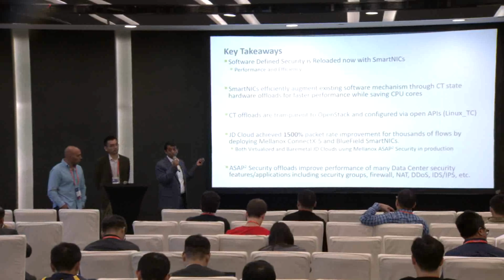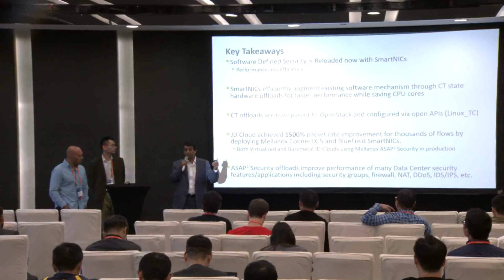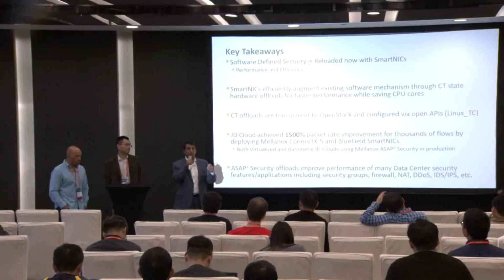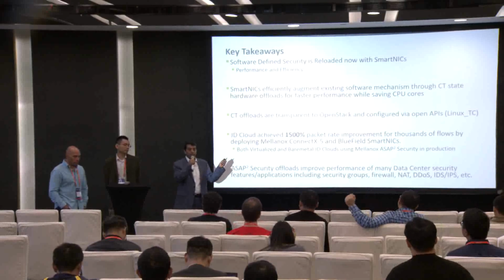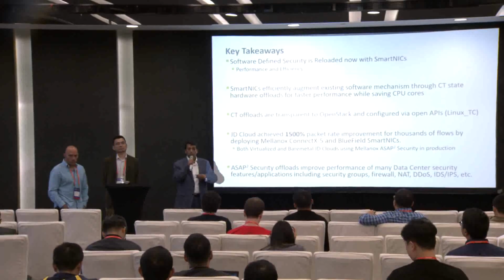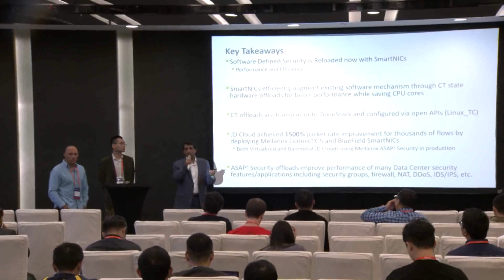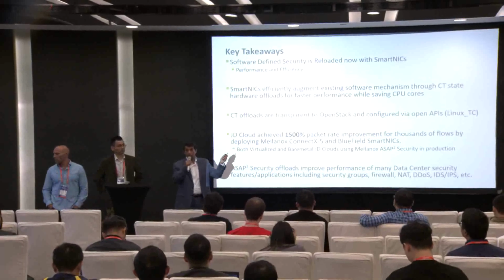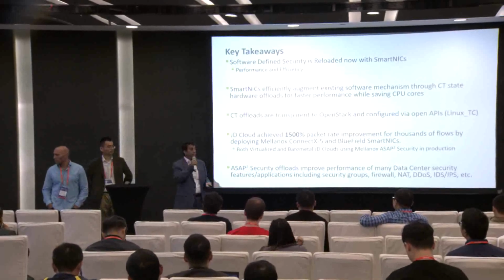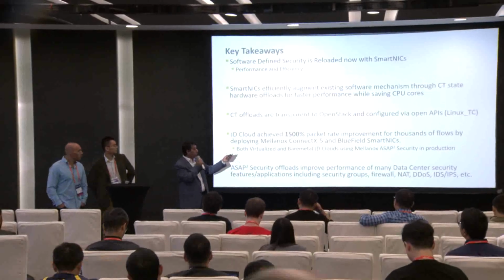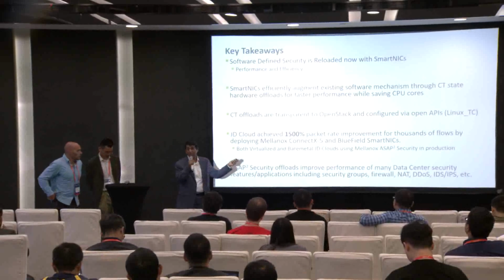CT offloads are transparent to OpenStack. There was a slide that we skipped because of the time, but essentially, it doesn't have to do anything in OpenStack. It's all done as part of the TC offload for the control plane and the data switching in the E-switch of the NIC. So there's no impact to the OVS as such, except the TC offload work. And the upper layer, like OpenStack, doesn't even know about it, which is really great, because then it can just work transparently. And JD Cloud achieved 15x packet rate, like we talked about, for thousands of flows. So it's a scalable solution.